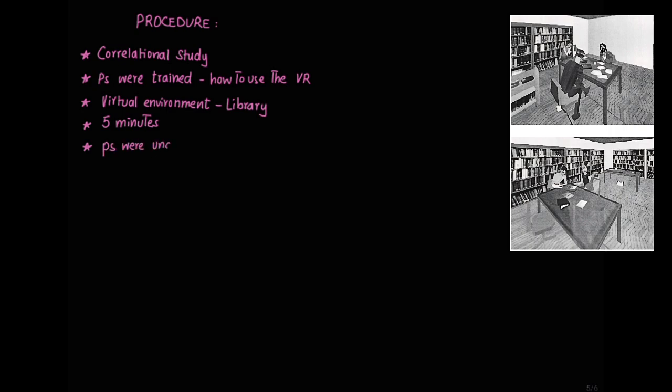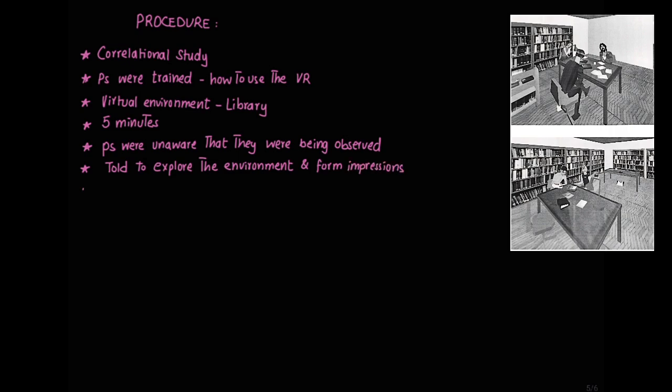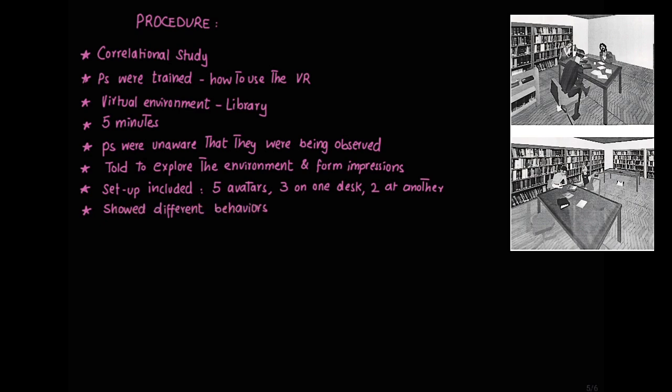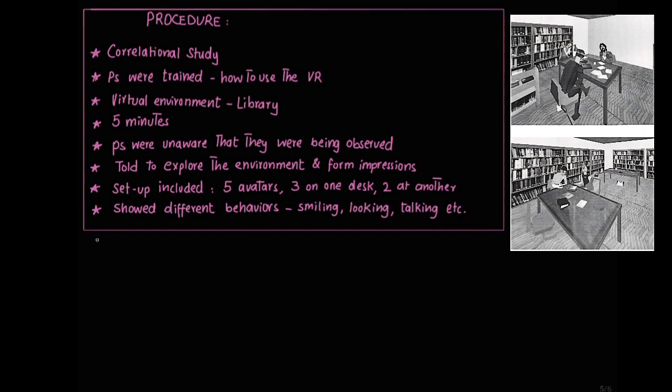Participants were unaware that their persecutory ideation was being observed, and instead they were told to explore the environment and to form an impression of the people in the room and what those people may think of the participant. The setup included 5 avatars, 3 of whom were sitting at one desk and 2 at another. These avatars would show different behaviors, including smiling, looking, talking to each other, etc.